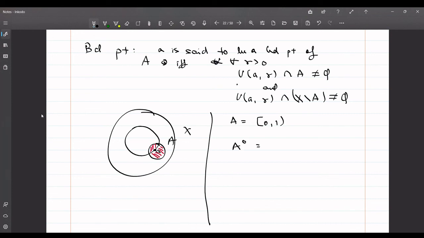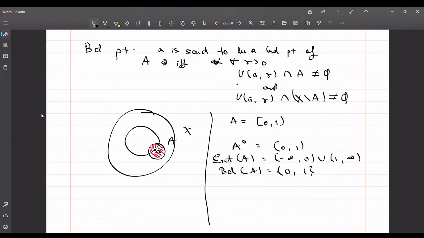So we have already known that the interior is this (0,1). What will be the exterior of A? Every point outside this interval, so it is minus infinity to 0 union 1 to infinity. And what is the boundary point? It is 0 and 1. 1 is not an element of the set, but it will still resemble a boundary point. You can draw it and check it on your own.